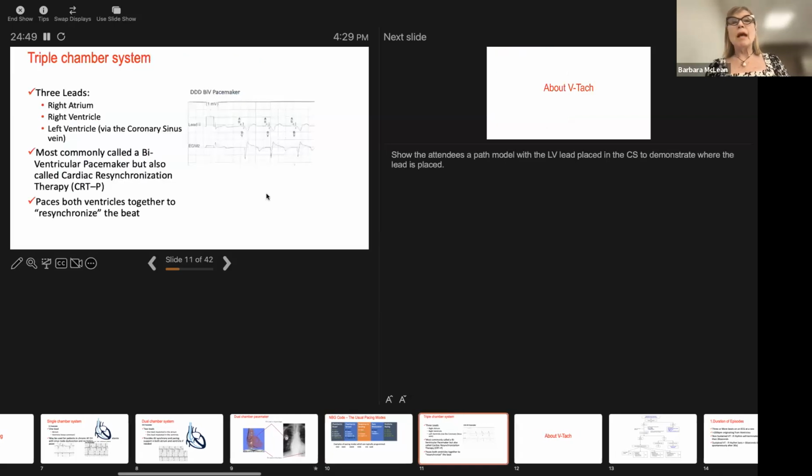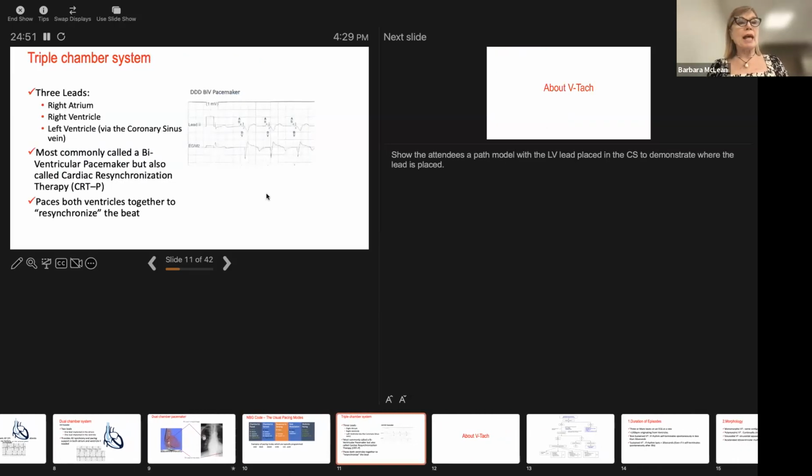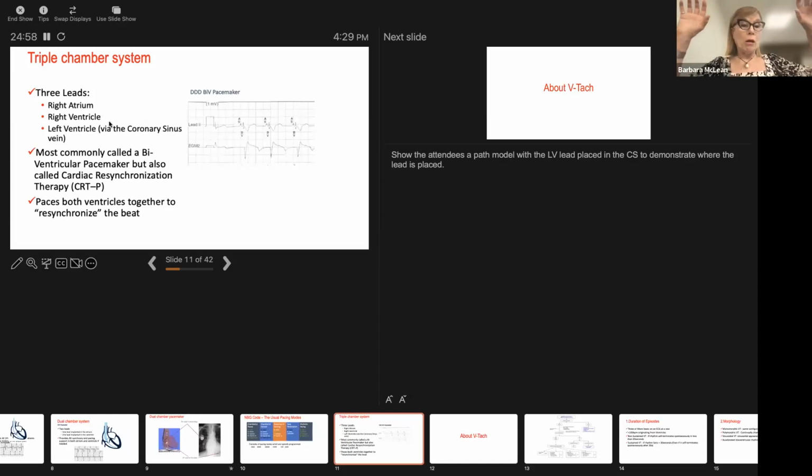Okay. Now, there's also triple chamber sensors. That's most often called cardiac resynchronization, because we put a wire in the right ventricle and the left ventricle, so they both are depolarized and contracting basically at the same time. It's a fantastic way to pace.